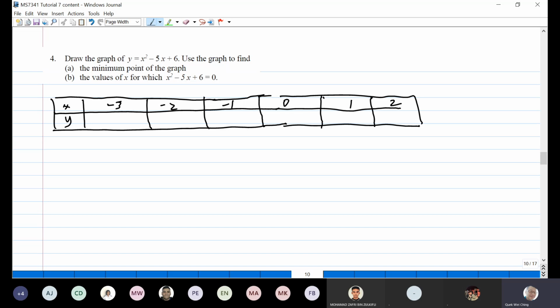So I start with x equal to -3 first. Let's try y equal to x squared minus 5x plus 6 here. For x equal to -3, you get -3 squared minus 5 times -3 plus 6. So you get 9 plus 15 plus 6. So it's 24 plus 6, you get 30. So this one is 30.